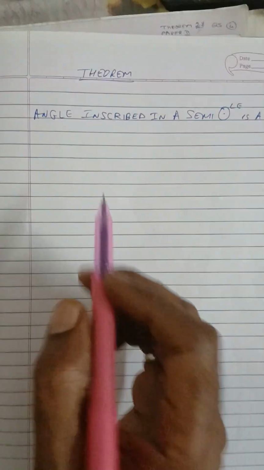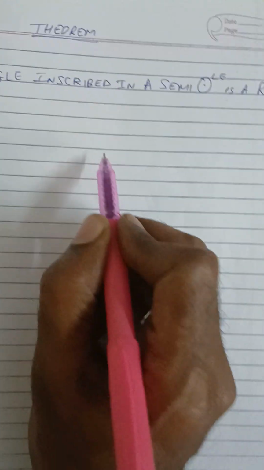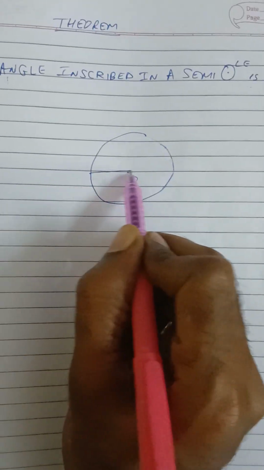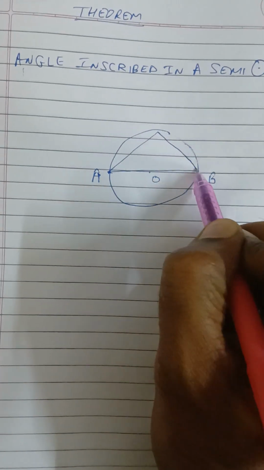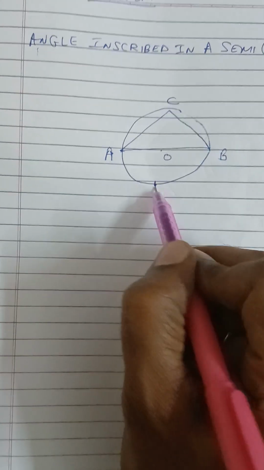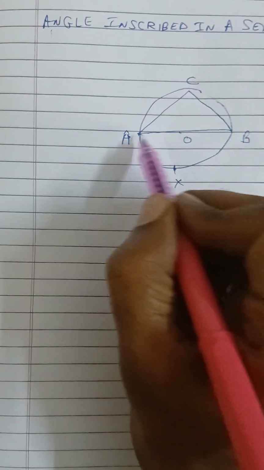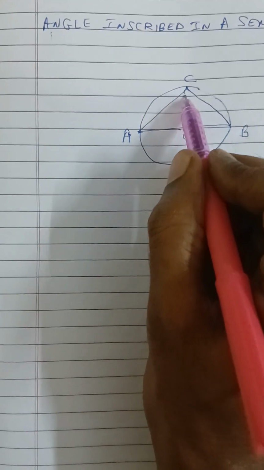Next theorem: angle inscribed in a semicircle is a right angle. Here I have a circle with center O. Here I draw the diameter AB, and this point is C. This arc is AXB. Angle inscribed in a semicircle, when this is a diameter, this is a semicircle. So for the angle inscribed in a semicircle, I have to show this is a right angle.